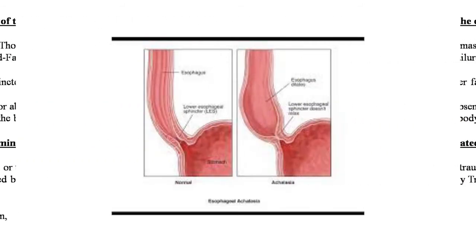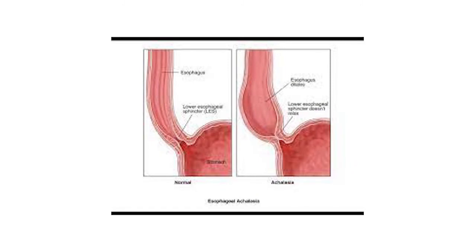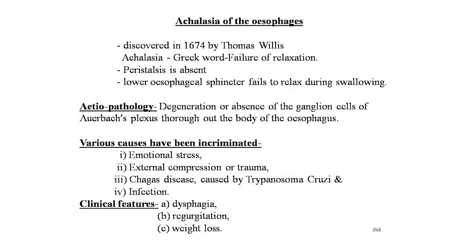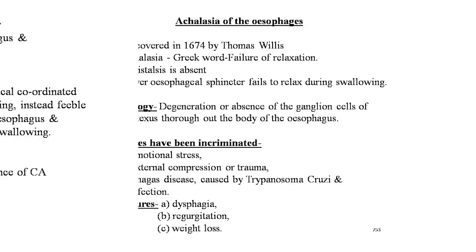What is the etiology in achalasia of esophagus? Degeneration or absence of ganglion cells of Auerbach's plexus throughout the body of the esophagus. Various causes have been incriminated in achalasia of esophagus. That is emotional stress, external compression or trauma, Chagas disease caused by Trypanosoma cruzi, and infection. Clinical features are dysphagia, regurgitation, weight loss.